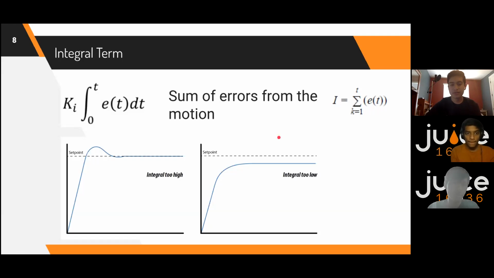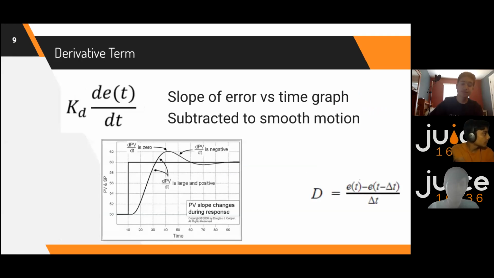And so yeah, that's the proper tune for the integral portion. Next, we'll be going over the derivative term. Now, all a derivative is, is the slope at a certain point of a curve. So in this situation, it's the slope of the error versus time curve. Normally what you'll see is if you just have P and I, your motion will be rapid and your speed will be adjusting rapidly.